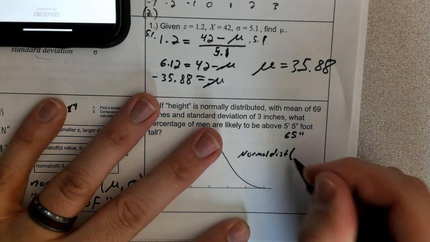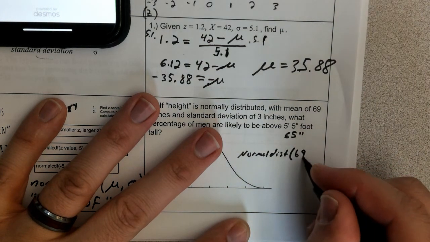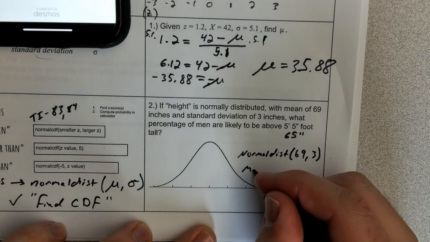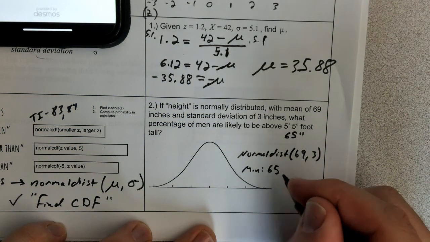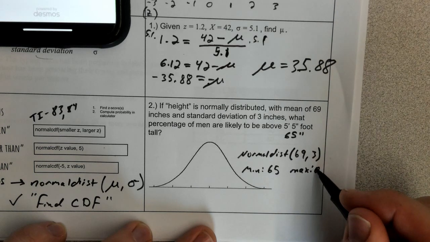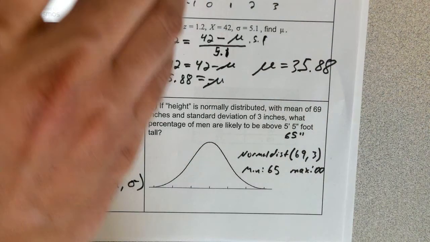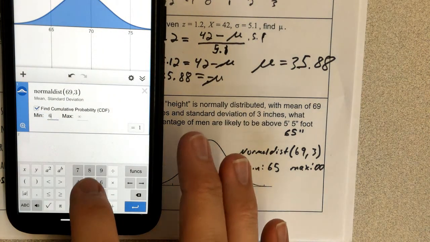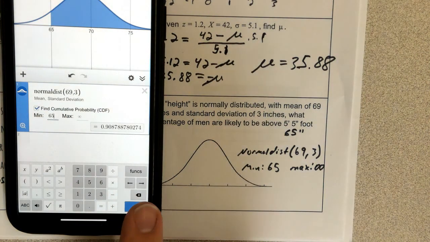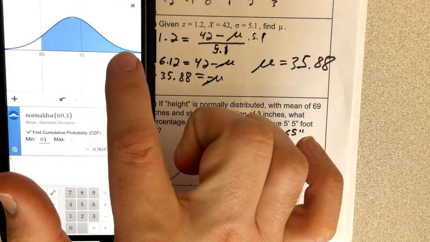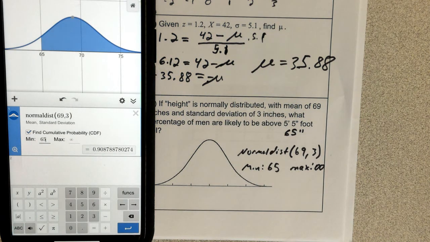dist 69, 3, and then we are going to put the min at 65, and then the max is going to be defaulted to infinity. We'll just leave it there. Okay, so let me show you what happens when we do that. When we take the min and plug in 65 and leave the max at infinity, it's everything to the right of 65, which is exactly what we want. We want to know what percentage of the data is above 65, so we want to know the area of that shaded region.